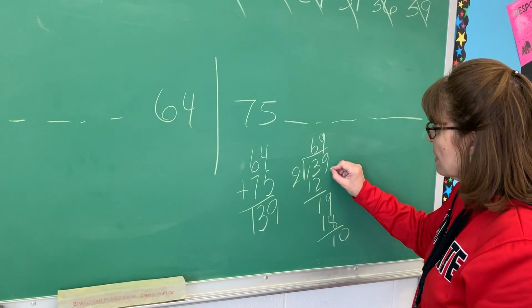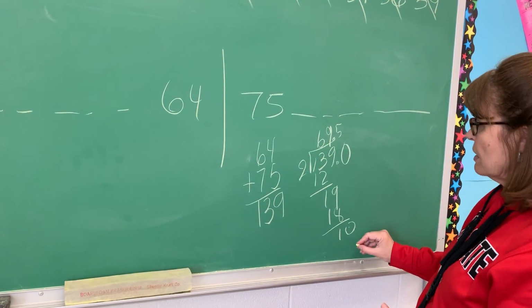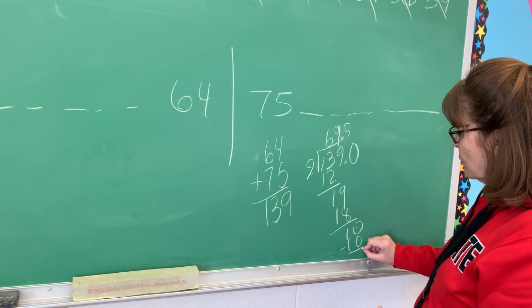And remember, we can add a 0 there, it doesn't matter. We get 69.5. Get our 0 remainder, so we're done.